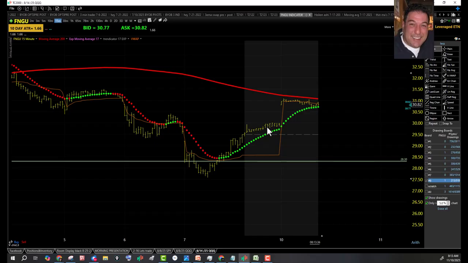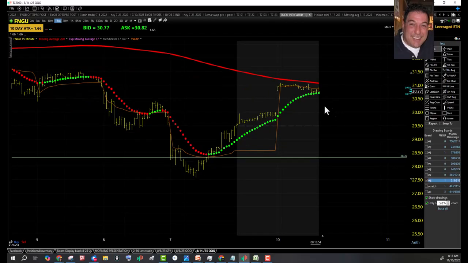Consolidation over prior consolidation. That's a bullish environment. Only problem is we've got so much space right here that they could need to pull back, pick up some spinach, and then make another run at it. We'll see what happens, all right, for FNGU and SPY.